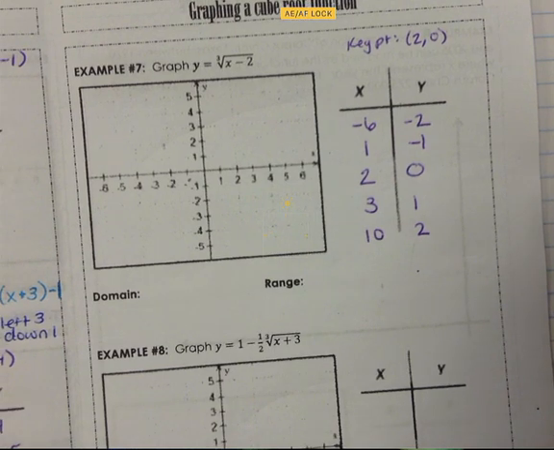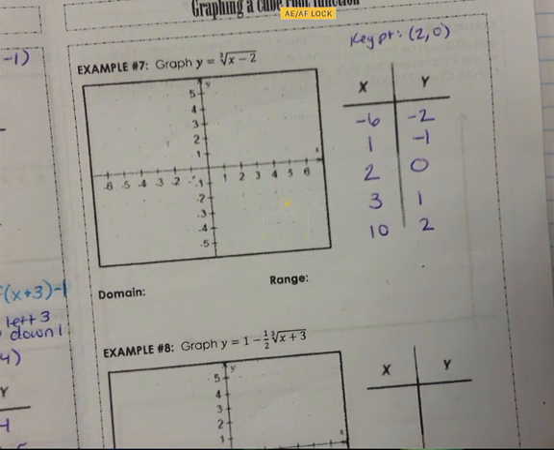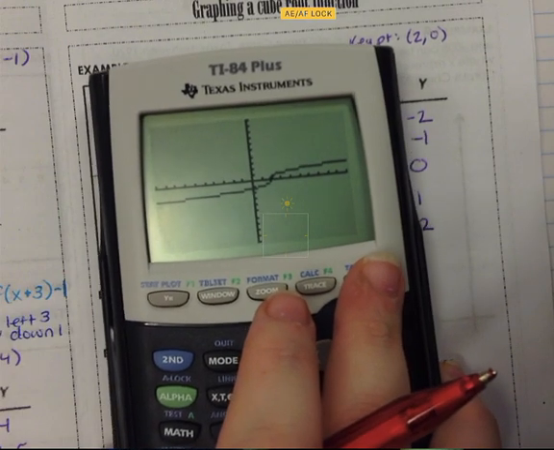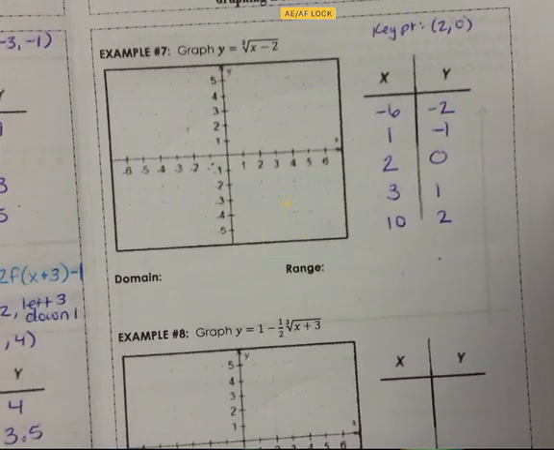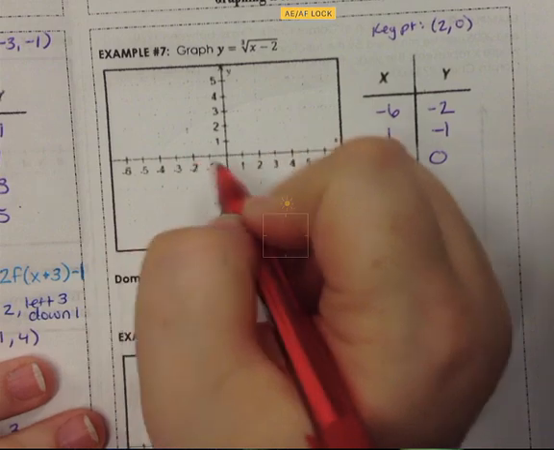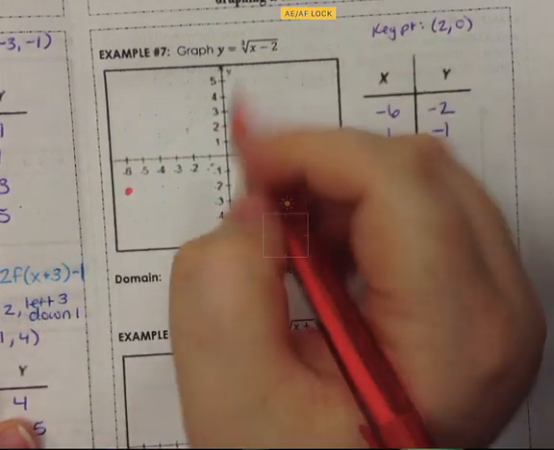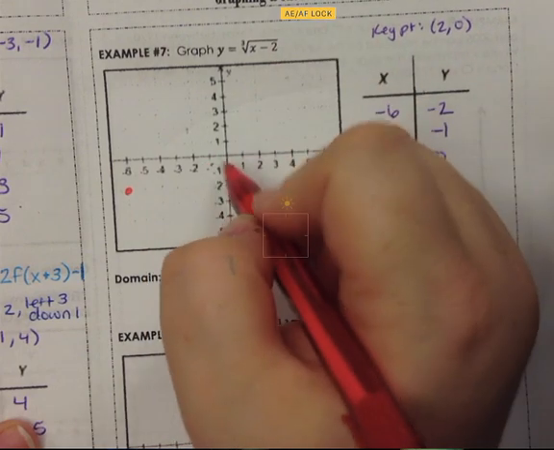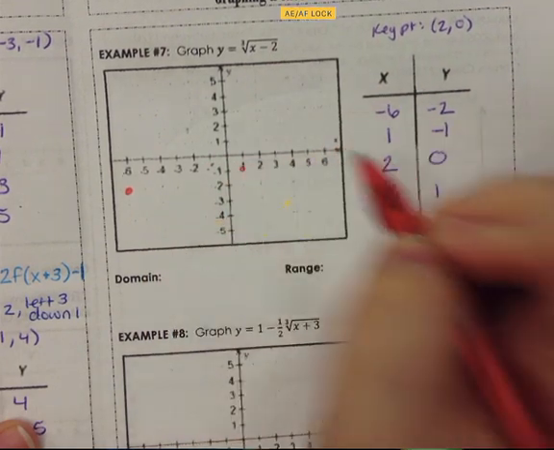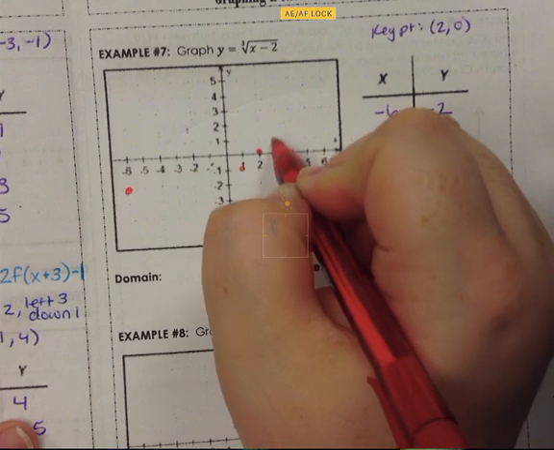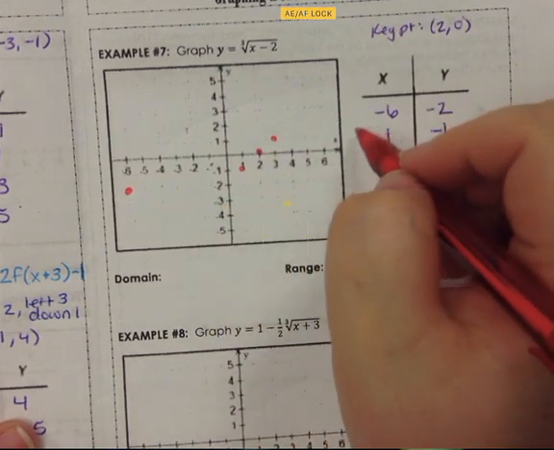And I do want to make sure that it at least resembles the shape from the graph. I do at least want to make it look like that. It's like a weird shape S. So I have negative 6, negative 2, and I have 1, negative 1, 2, 0, 3, 1, and I'll have 10, 2, which is way over here.